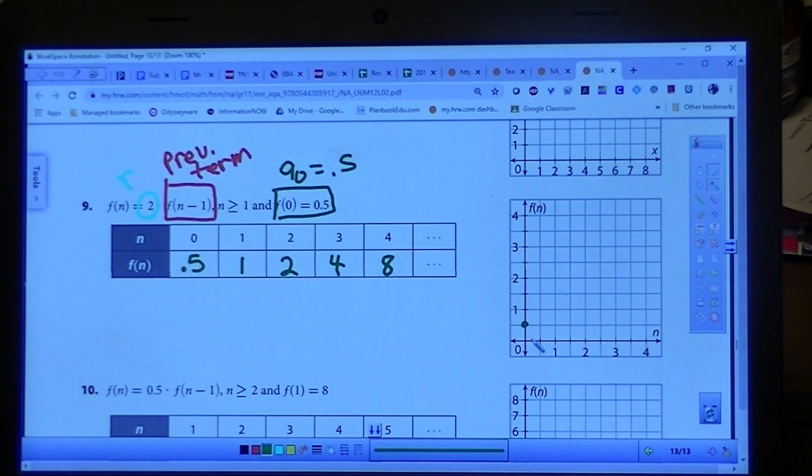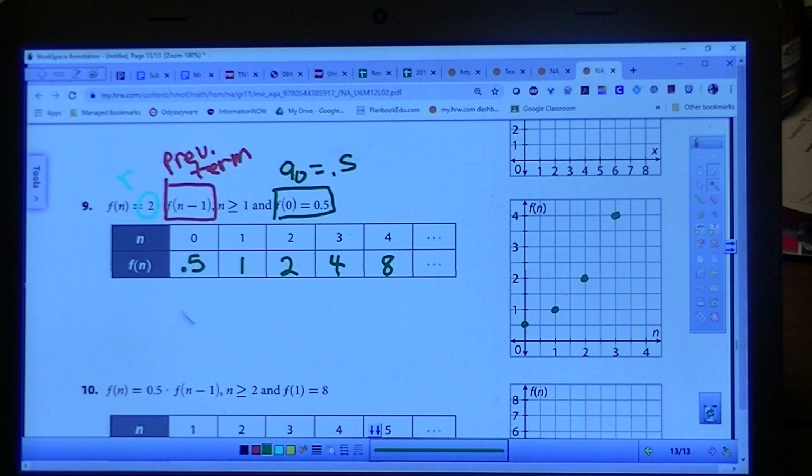So 0.5, because this is going by halves, over 1 up 1, 2, 2, so over 2 up 2, and 3, 4, so over 3 up 4. There you go. And that's all we can reach. So that's all we're going to do. We're not playing connect the dot because it's just these points.